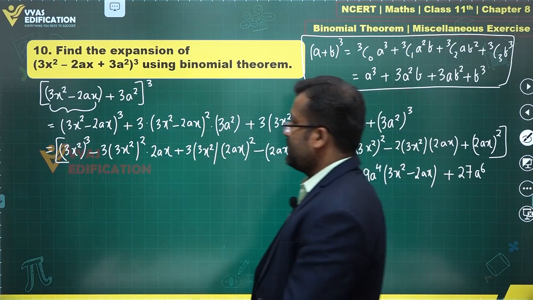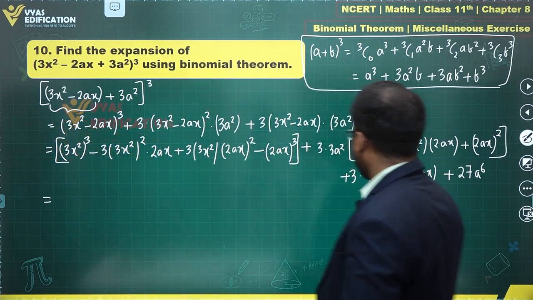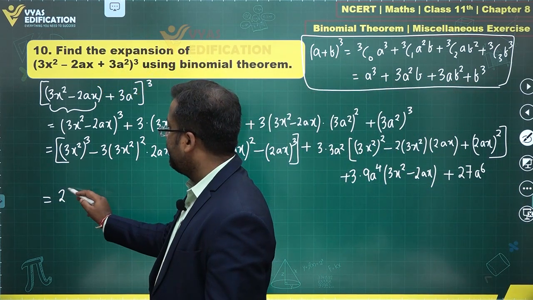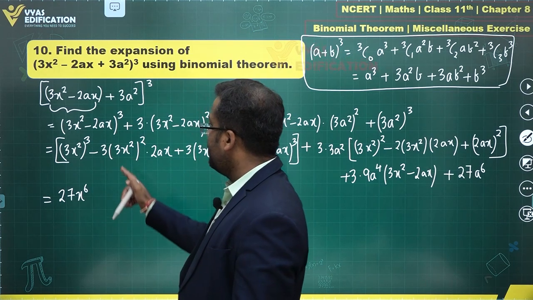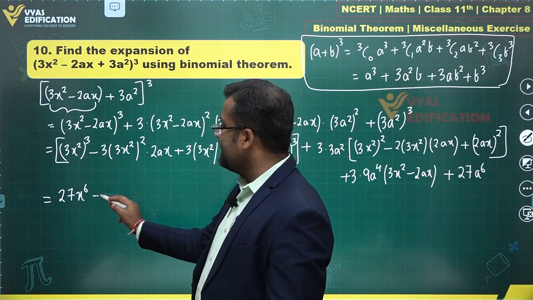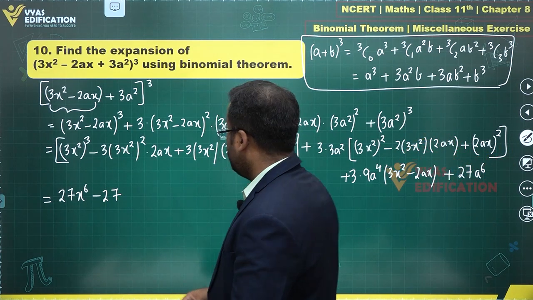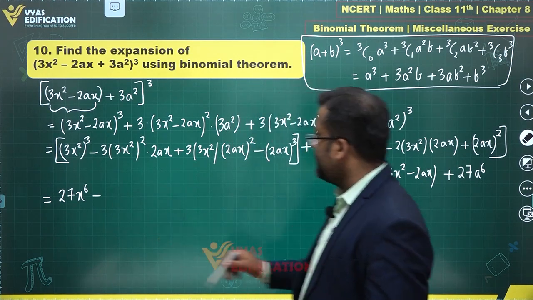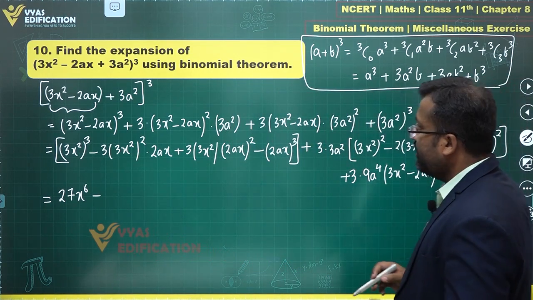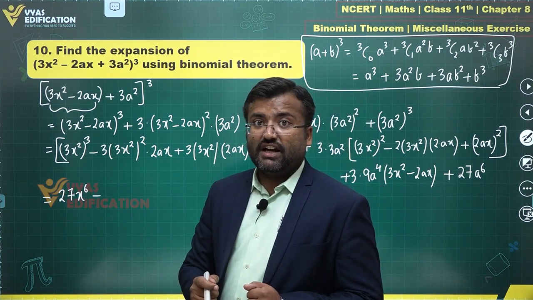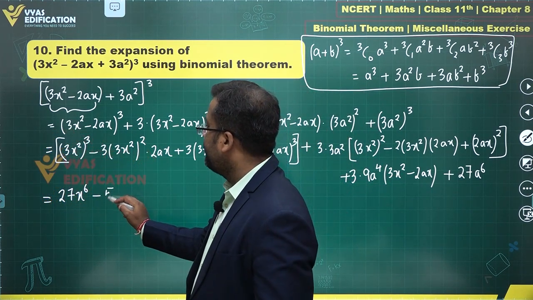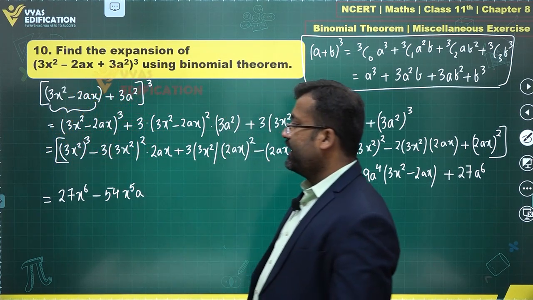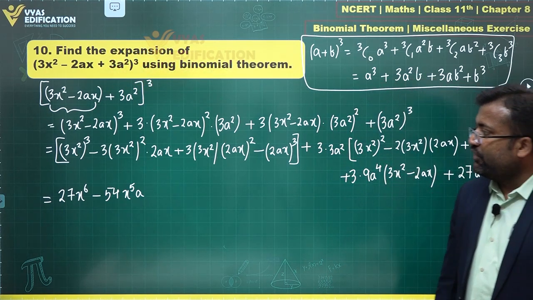Let's simplify each term first of all. What is this term simplified into? This is 3x square power 3, which is 3 power 3, 27 x power 6. This is 3 square is 9 and another 3 is 27, and there is a 2 as well. Let's multiply that 2 as well. Why leave out that 2? And what do we get? 9 and 3 and 2 will be 9 times 6, 54, x power 5 a. This is what you get: 27 times x power 6 minus 54 x power 5 times a.